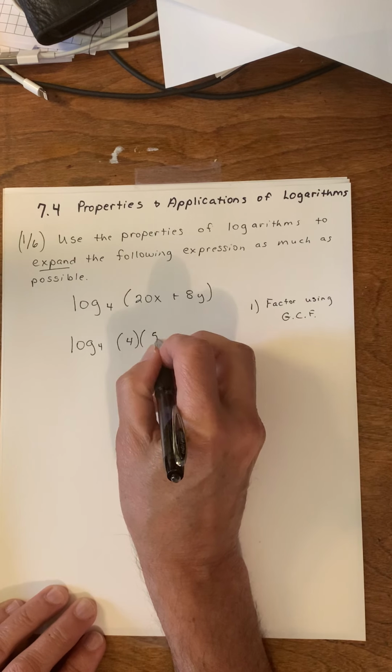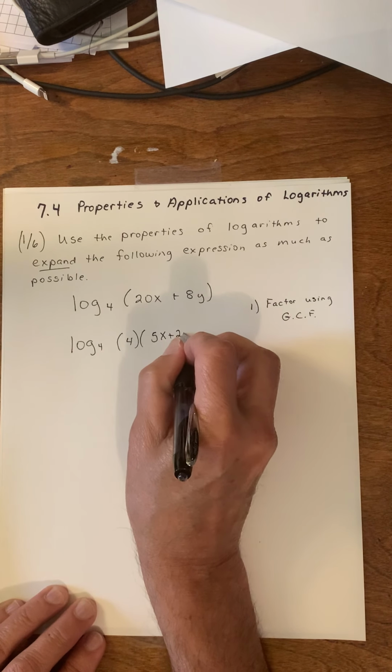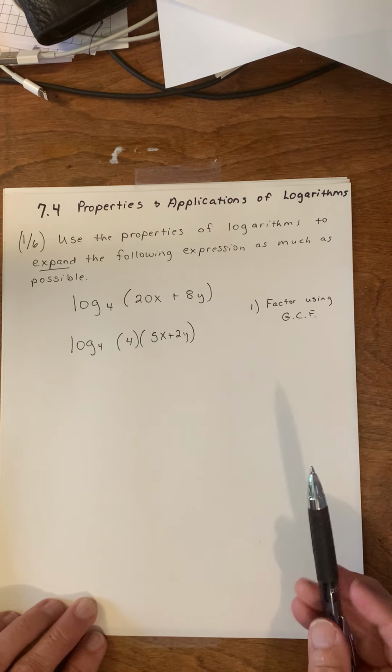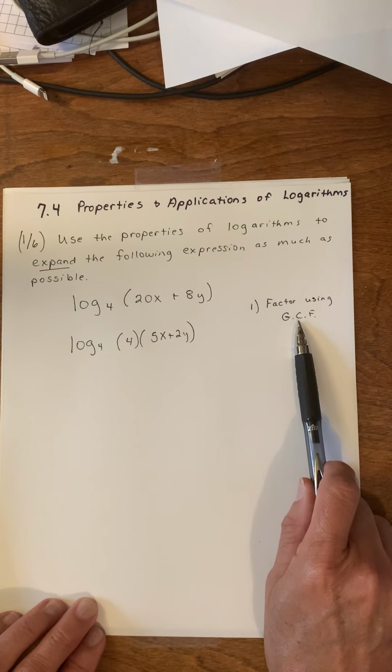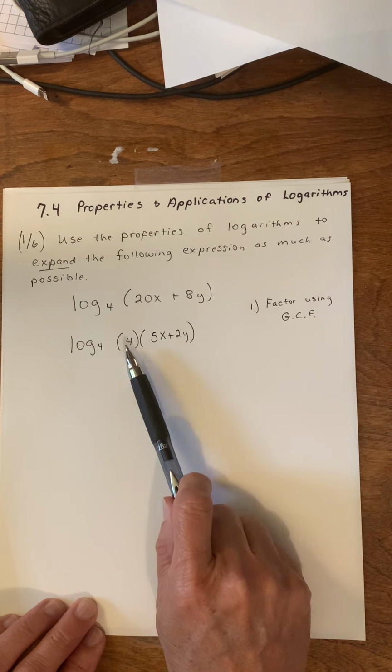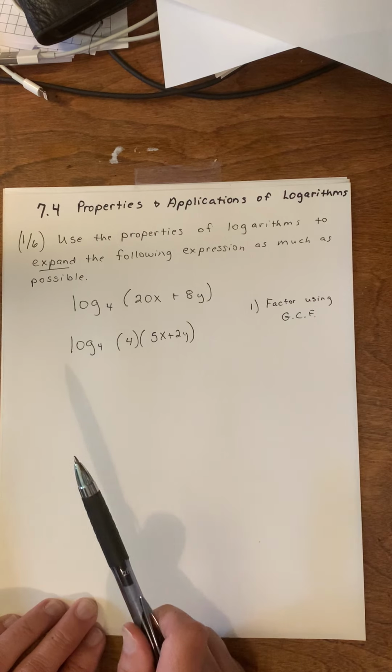And that'll be 5x plus 2y. So all I've done is factor using the greatest common factor. I took out a 4. Well, look what we got here.